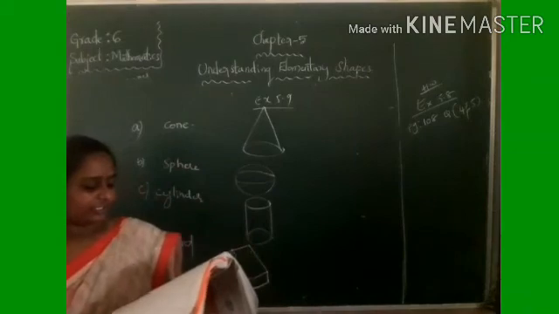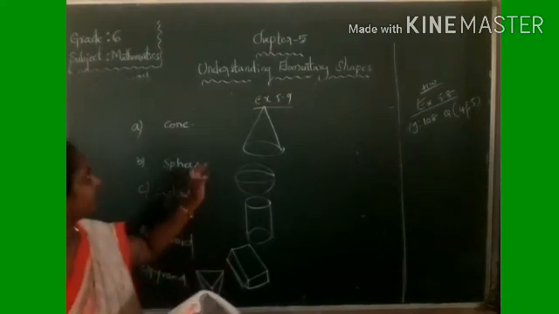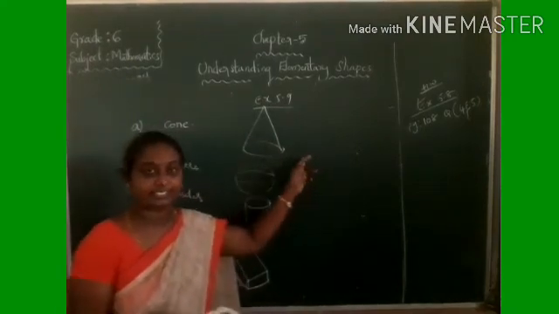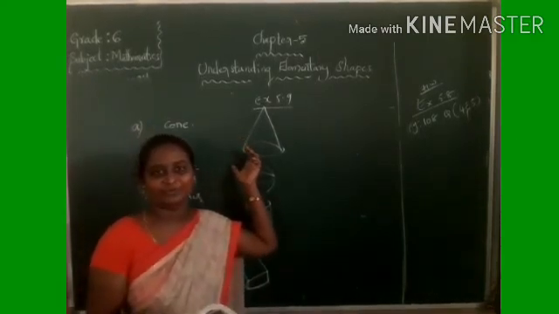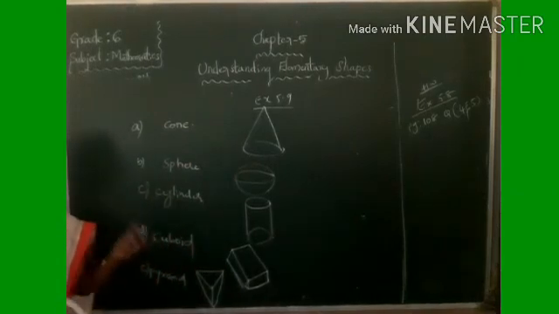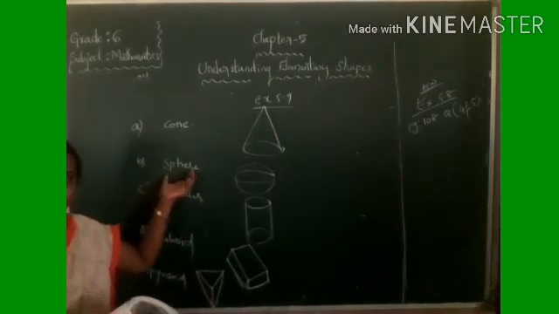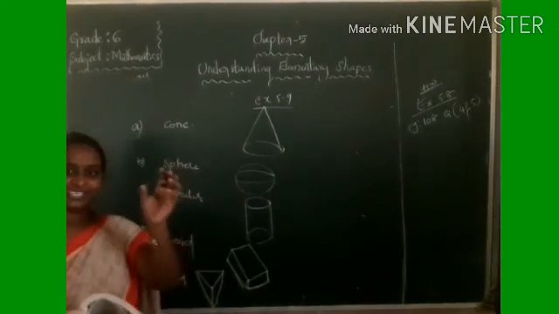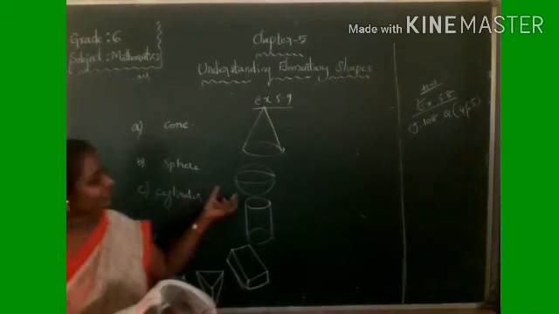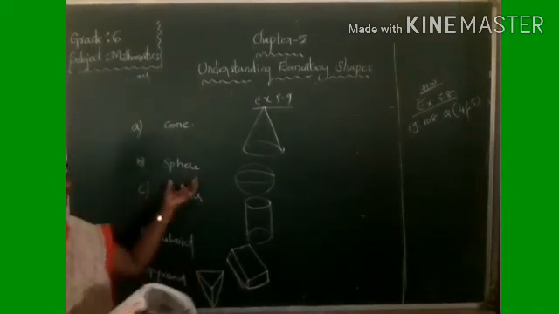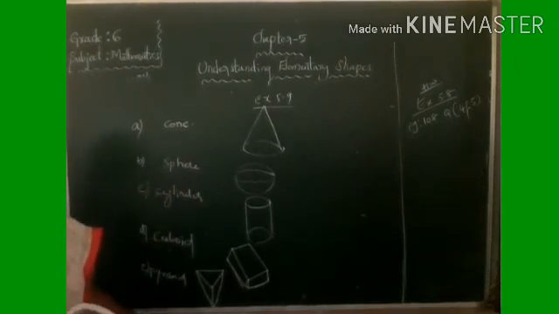Next, give 2 new examples of each shape. Already I gave examples for this. So for cone, an example is your Christmas hat, a cap. One more example for the cone is birthday caps. Like that, for sphere, examples are laddu, ball, and globe. Like that, you have to write for each 3-dimensional shape.